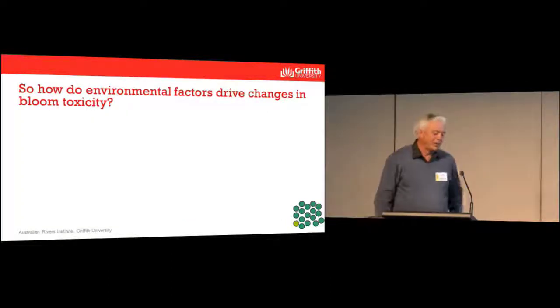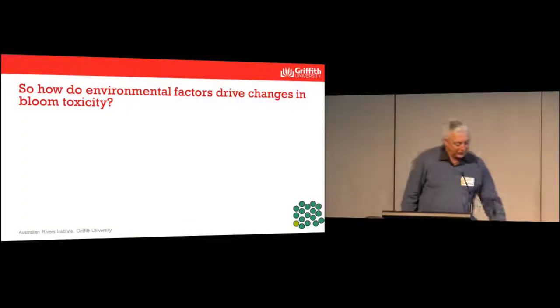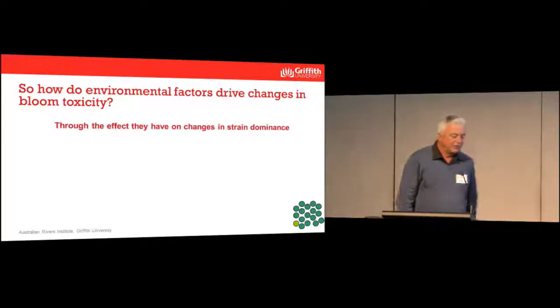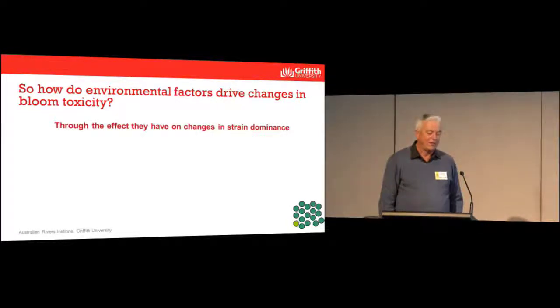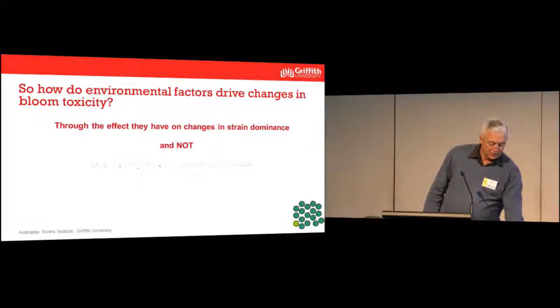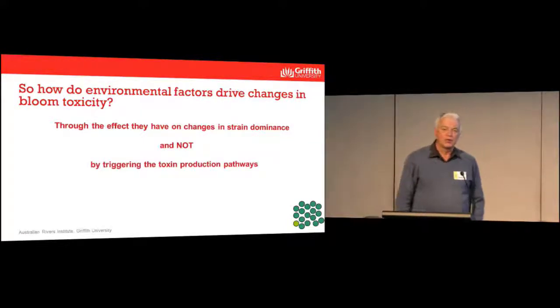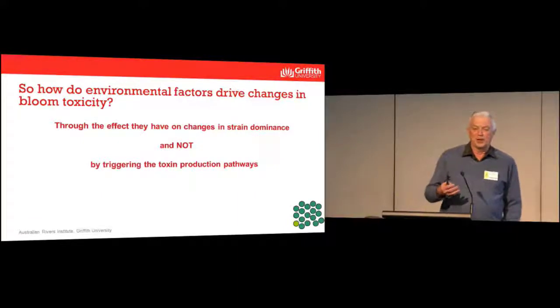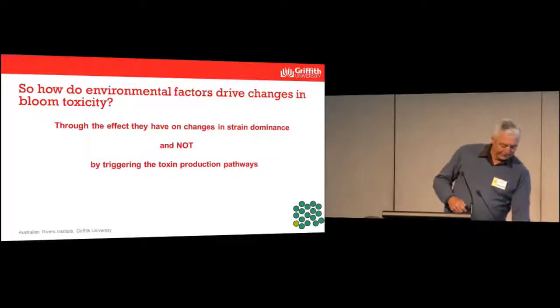So how do environmental factors drive changes in bloom toxicity? Well, the answer is that they drive it through the effect they have on changes in strain dominance, and not by triggering the toxin production pathway in the cell itself.